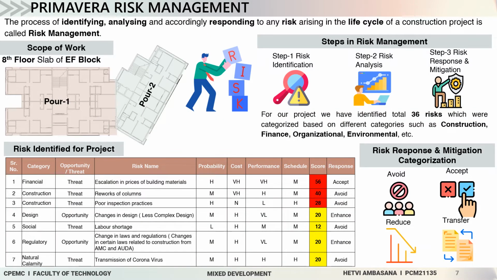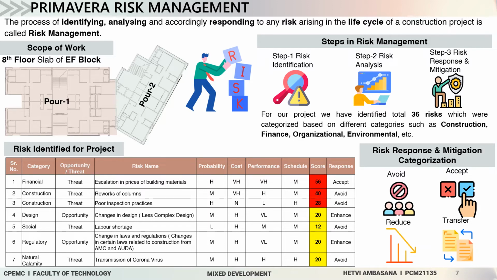Primavera risk management. Risk management can be defined as the process of identifying, analyzing, and responding to any risk arising from the project life cycle. For risk management, Primavera Risk Analyzer software is used. The scope of work is the 8th floor slab of EF block. The slab is divided into Pour 1 and Pour 2.